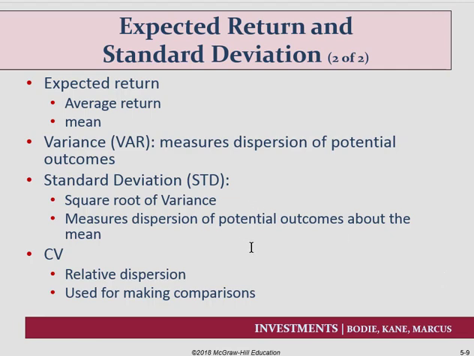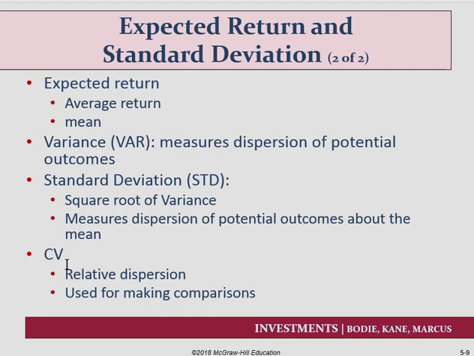There are 4 basic statistics that we'll calculate. Expected return is the average. Statistically, we refer to this frequently as the mean. The variance measures the dispersion of potential outcomes. Standard deviation is the square root of the variance, and it looks at the dispersion about the mean. So how are these things spread out relative to where the mean is?